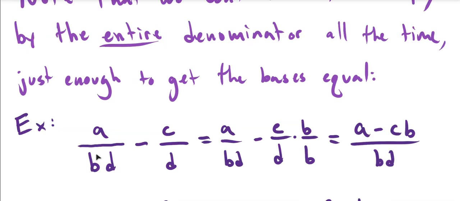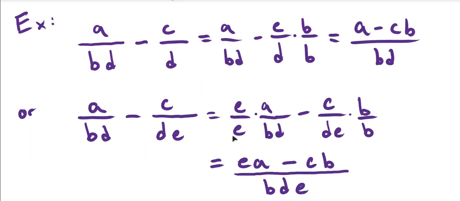So for example, if I had a fraction like a over bd minus c over d, then I really don't have to do anything to a at all. All I have to do is manipulate the c over d term. If I multiply that by b over b, then both of the denominators are db, or bd, which is the same thing, commutative property. Then we can take the difference and get a minus c times b over the common denominator of bd.